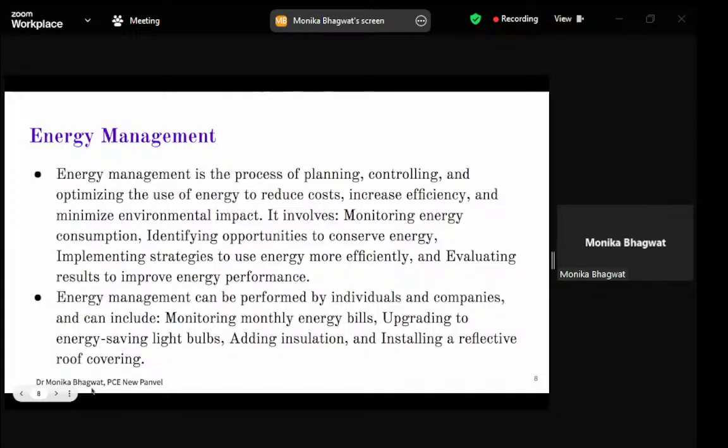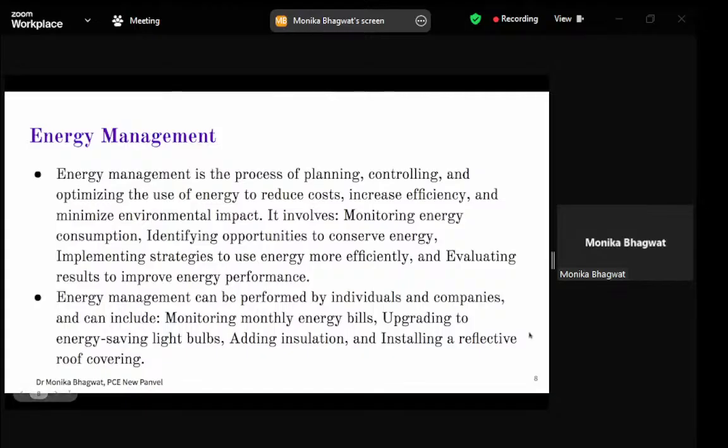So basically, energy management is identifying opportunities to conserve energy and implementing strategies to use energy more efficiently, and also evaluating results to improve energy performance. This energy management can be performed by monitoring monthly energy bills, upgrading to energy saving light bulbs, adding insulation, and installing a reflective roof covering. Basically, how to reduce the energy consumption, and what are the techniques which can be used for reducing the energy consumption. That is what we mean by energy management.